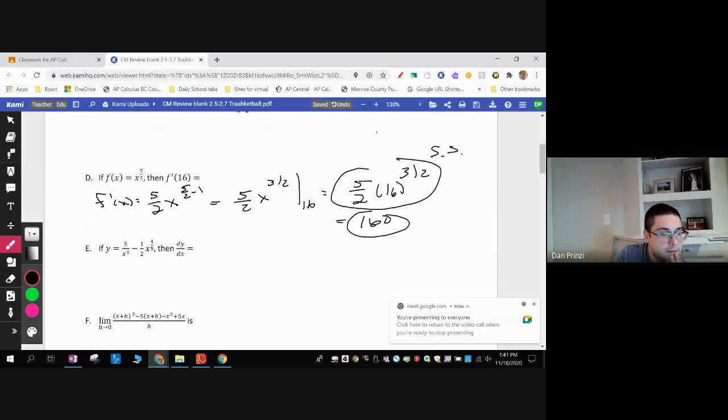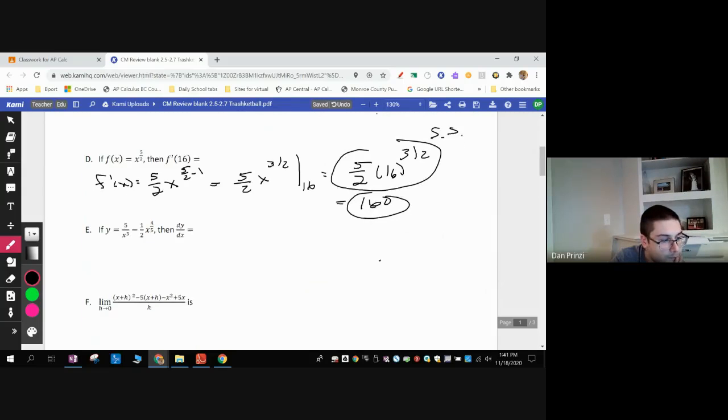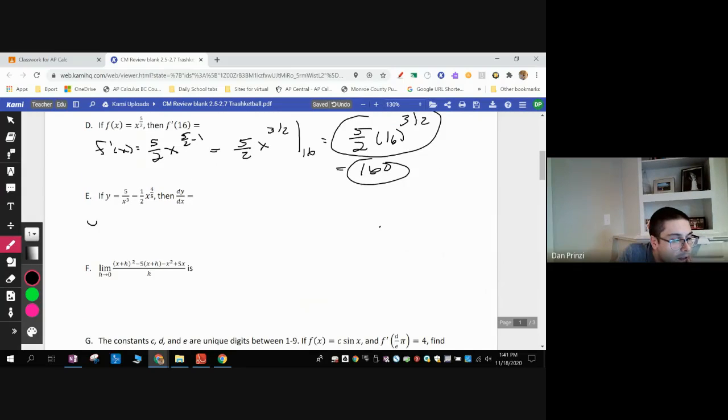Just be careful with something also like letter E. Again, you're probably best off writing things like this: 5x to the negative 3 minus 1/2 x to the 4/5. Okay? I just think you're better off writing it like that. Does that make sense?